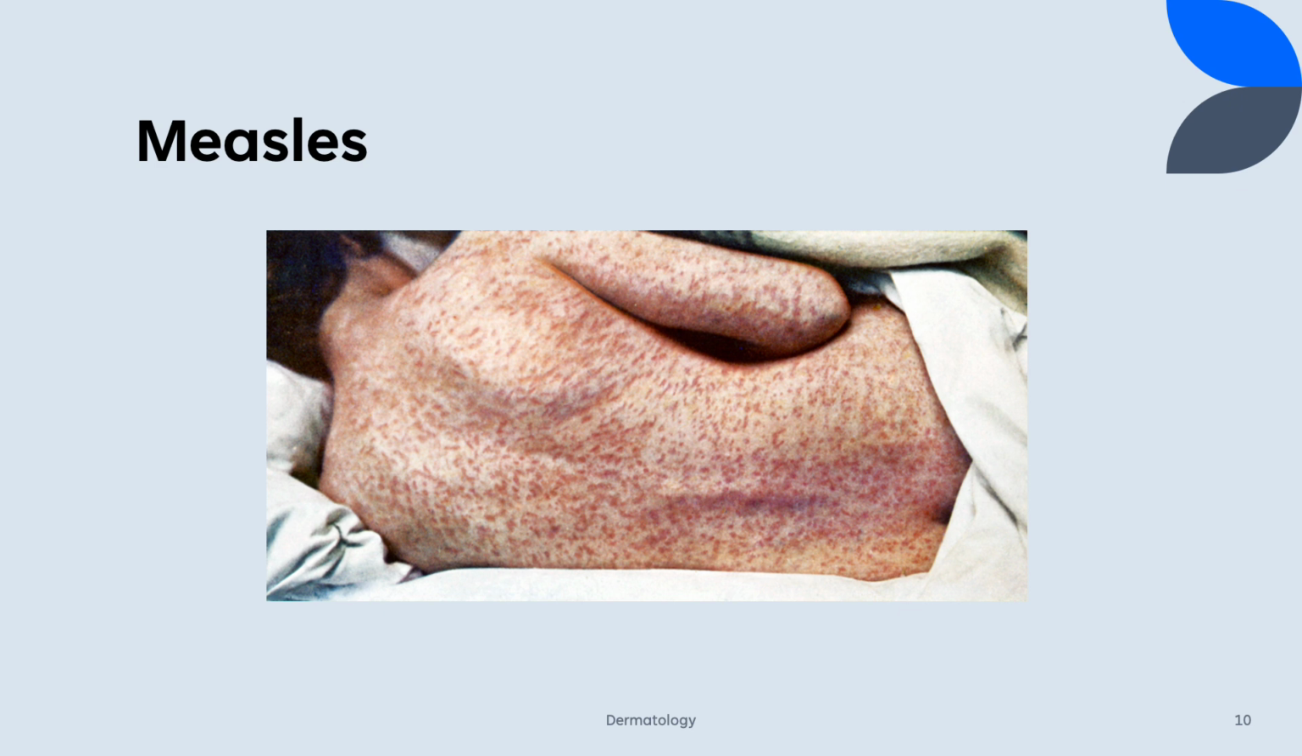A notable early sign of measles is the appearance of Koplik spots, which are small white spots found inside the cheeks. Following these symptoms, a characteristic red rash usually starts on the face and spreads downward over several days. Complications from measles can be severe and include pneumonia, encephalitis, and even death, particularly in young children and those with weakened immune systems. For prevention, the MMR vaccine is highly effective at preventing measles.